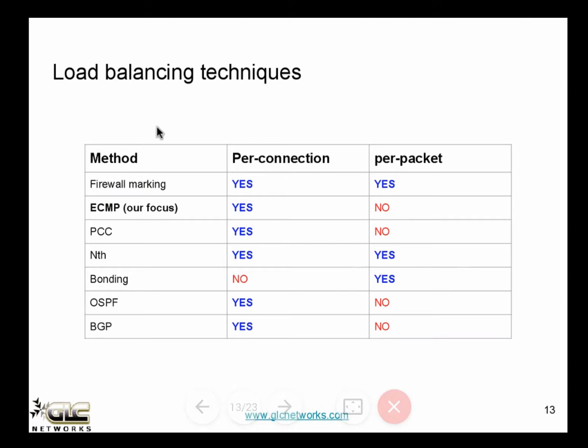Right. So next, about the technique. We have several options for load balancing here: firewall marking, ECMP, PCC, NTH, bonding, OSPF, BGP. Our focus today is ECMP, and that can be done on a per connection basis, not per packet. So our focus today is ECMP.